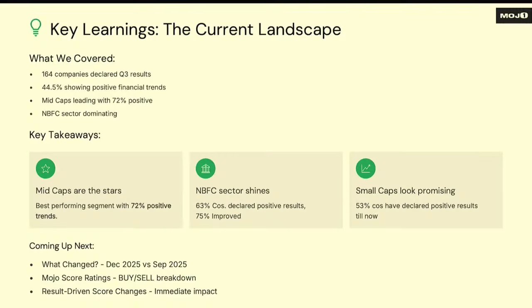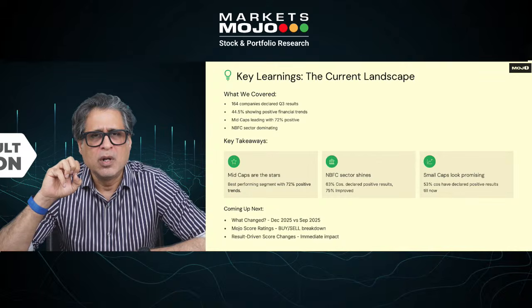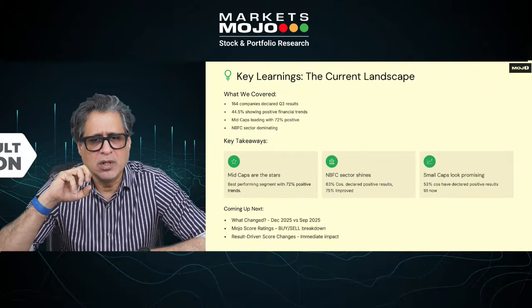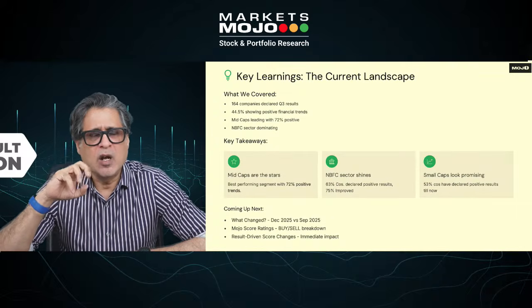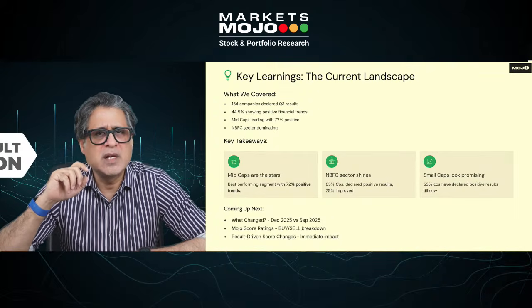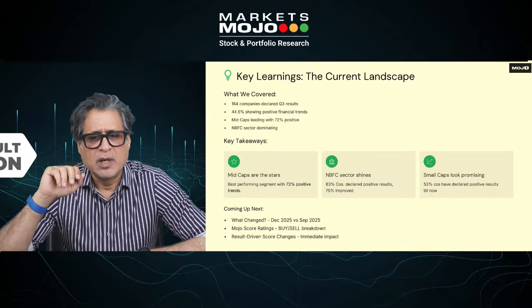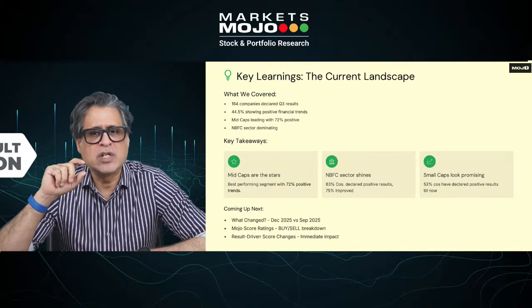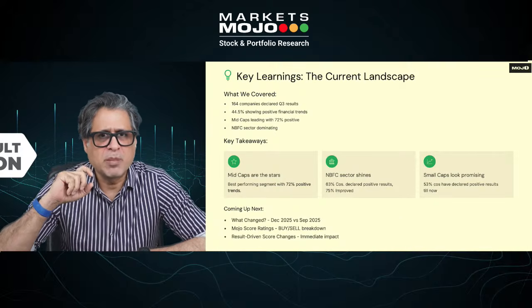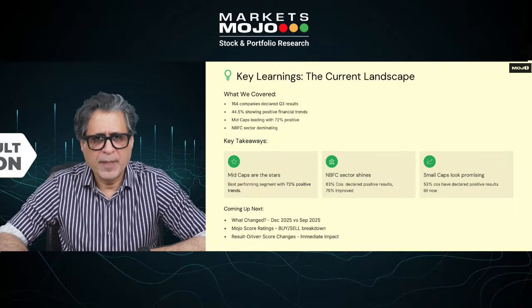Now let's look at what has changed. How is this data different from the September quarter? And then I'll go down to the buy-sell recommendation of some stocks that have changed. And obviously then we will look at the result-driven score changes that we have seen. What is the immediate impact that we have out there?